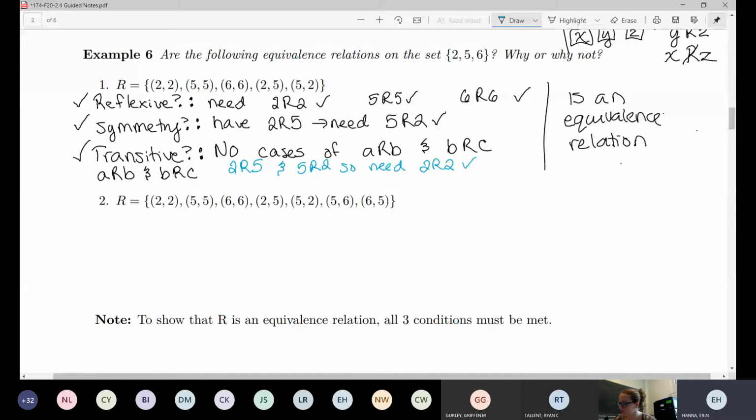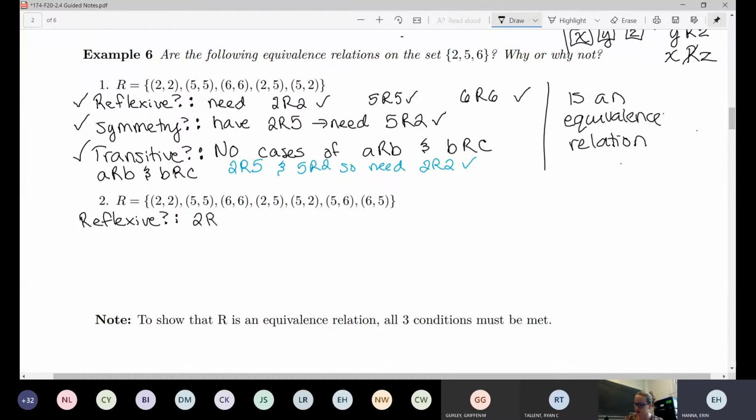Change color back. What about this next one? So we have a completely different relation, still on the same set of 2, 5, and 6. Is it an equivalence relation? So first thing we want to look for is reflexive. Any of the elements that show up here, we do include 2s, 5s, and 6s, so we would have to check all of them.